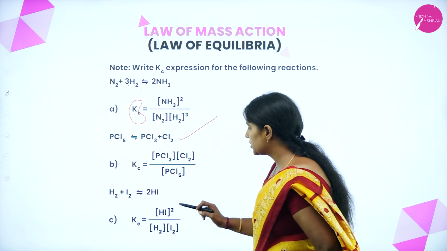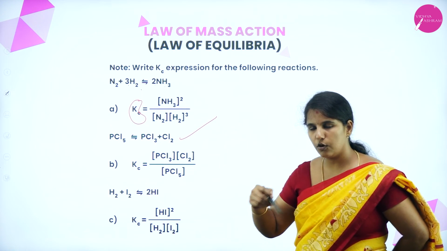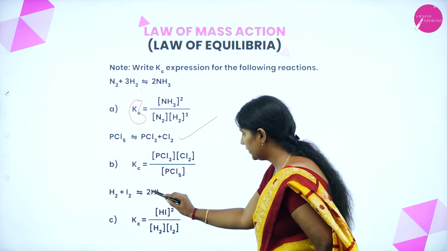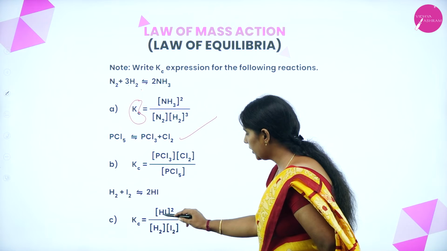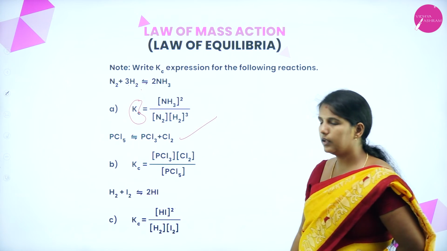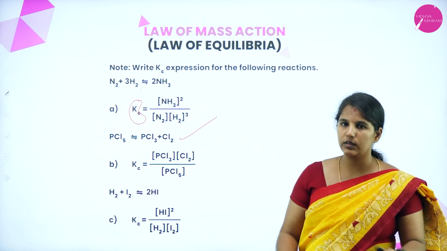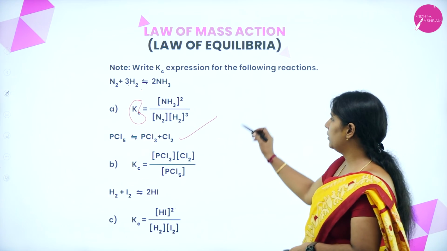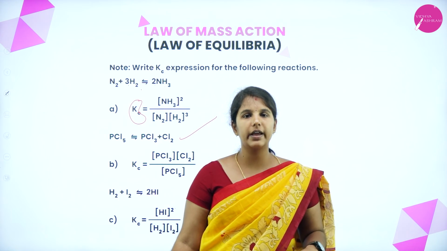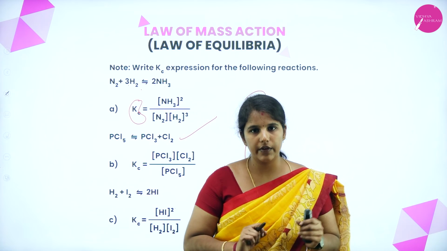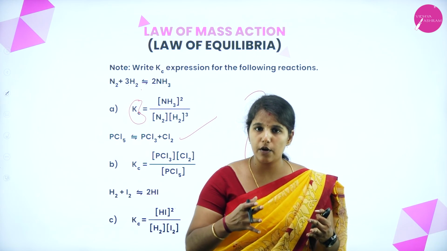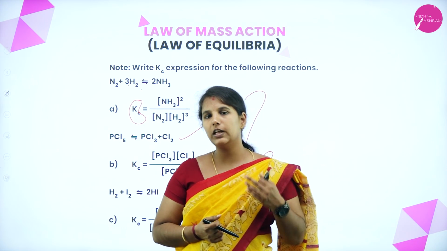Similarly, we have one more reaction, that is hydrogen and iodine combining to form hydrogen iodide. The Kc value for this is HI, because 2 HI will be there. So, the molar concentration of HI raised to the power 2 divided by the molar concentration of H2 as well as I2. This is how the Kc value, that is the equilibrium constant value, can be written for the given reaction. It is the ratio of the molar concentration of the product divided by the molar concentration of the reactant.